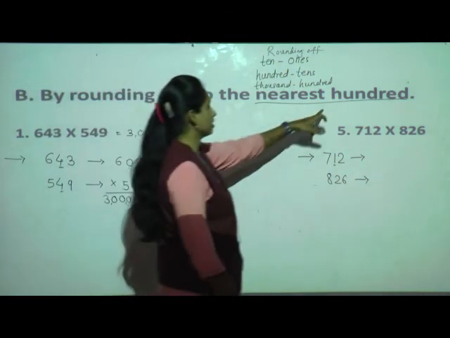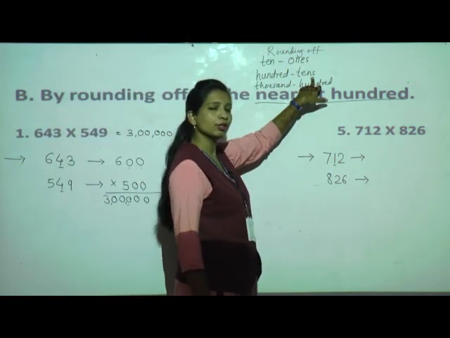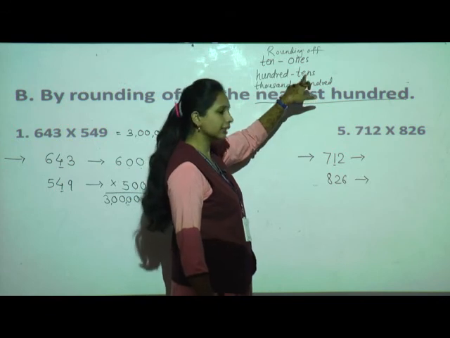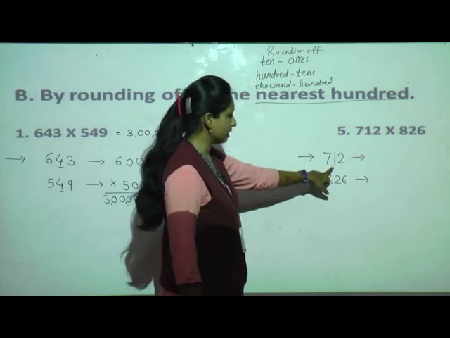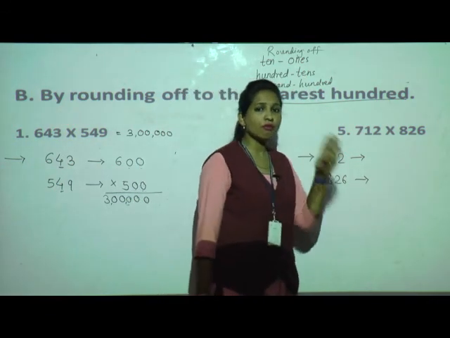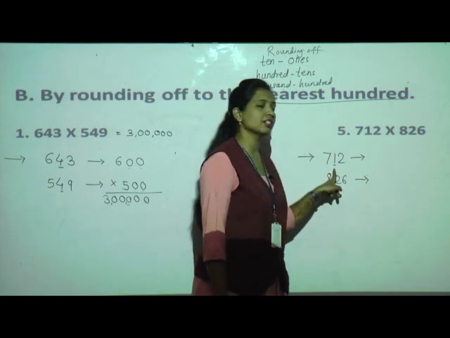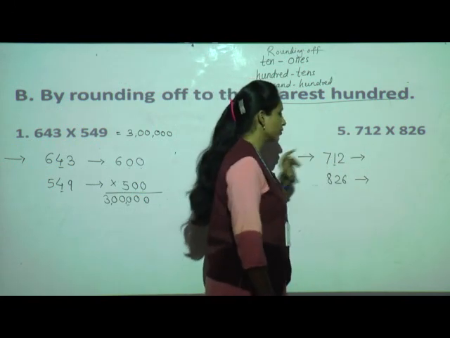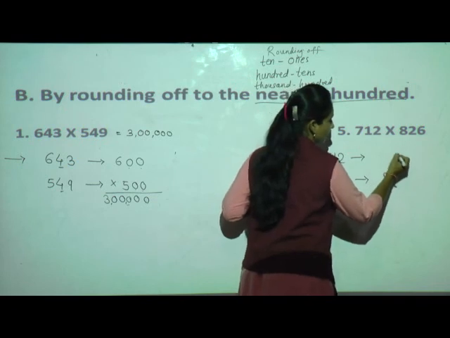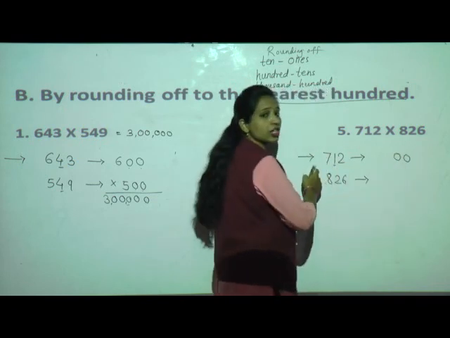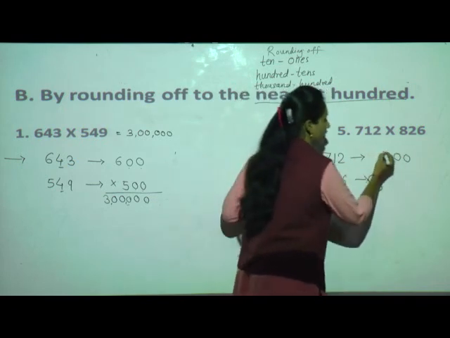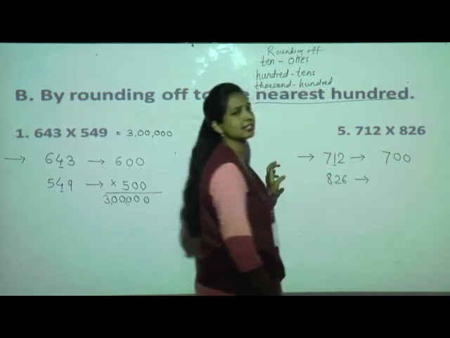Now we are doing nearest 100. 100 means we have to look at the place of tens. What is there at tens place? 1. If it is 4 or less than 4, of course it is 1, means less than 4. So what we have to do? Place the 0 at ones and tens without changing hundreds place. We can't change. So write 7 as it is.